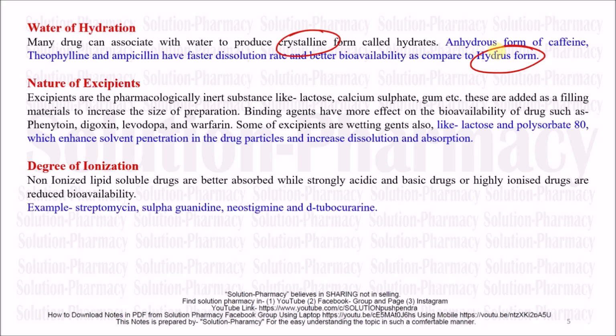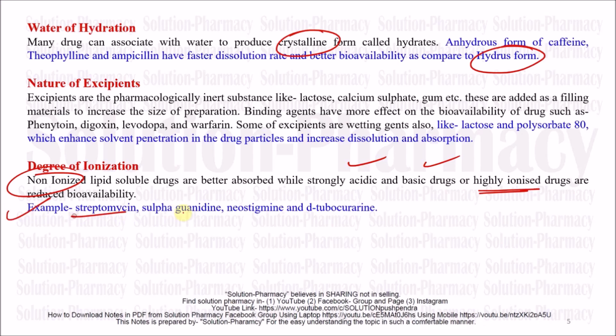This is very important. Now the next one is degree of ionization. We know very well that non-ionized, lipid soluble drugs are better absorbed, whereas strongly acidic and basic drugs and highly ionized drugs have reduced bioavailability. So it is very important that the drug should be in the unionized or non-ionized form for better absorption.